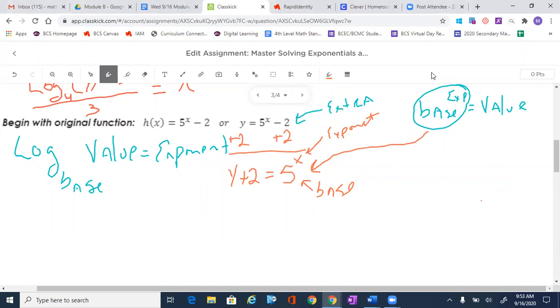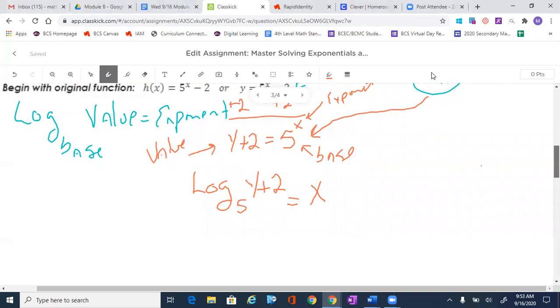So I'm going to write log base 5, a value of y plus 2, and that is equal to an exponent of x. And we've solved for x, which is the point of the inverse, which is the goal we're trying to do when we find the inverse equation.